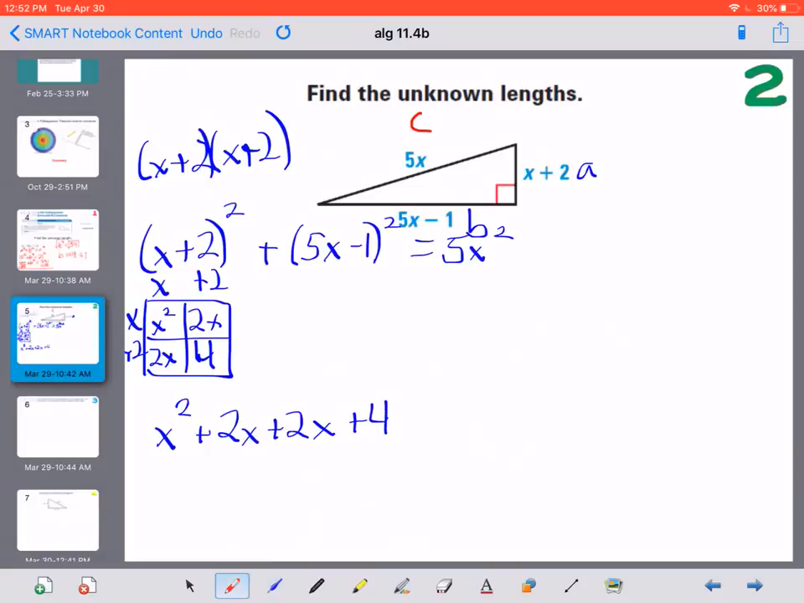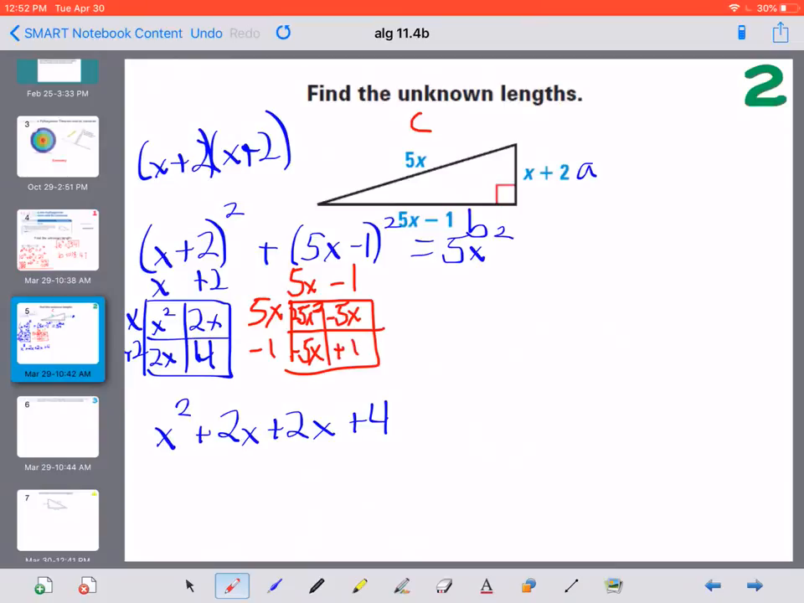The same thing for the second one. This time, though, we're going to have 5x minus 1. So 5x minus 1, 5x minus 1. 5x times 5x is 25x squared. 5x times negative 1 is negative 5x. 5x times negative 1, again, negative 5x. And negative 1 times negative 1 is a positive 1.